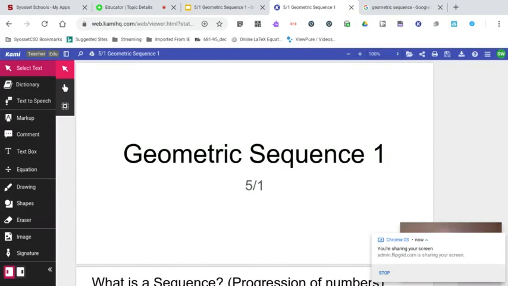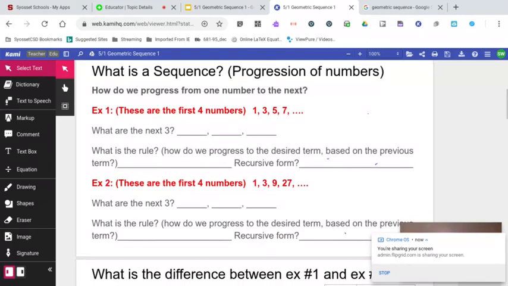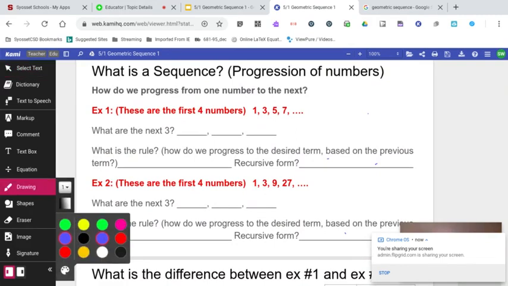A sequence, if you recall, is a progression of numbers. Now, in our first example, we have what's called an arithmetic sequence. So the first four numbers, 1, 3, 5, 7, progress by adding the same amount to get to the next number. So I take 1 and I add 2, I get to 3. I take 3, I add 2, I get to 5, and so on. I add 2, I get to 7. This is a constant rate of change.